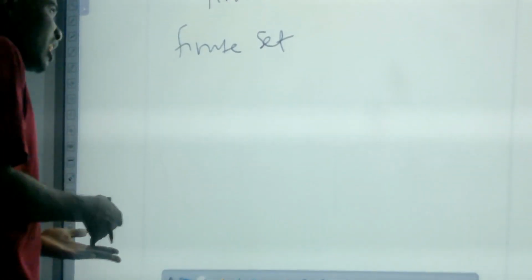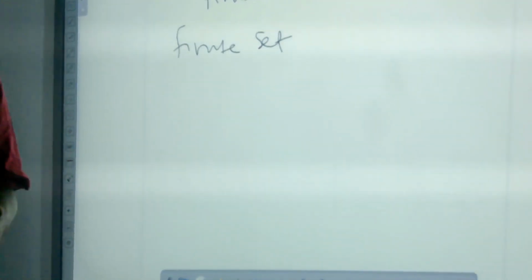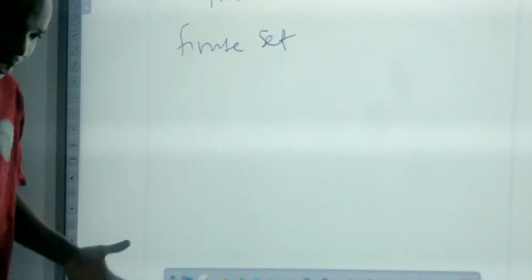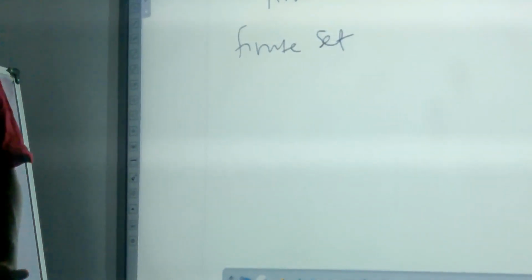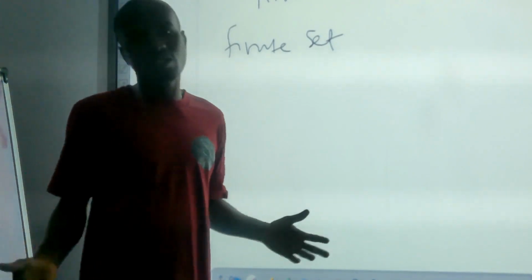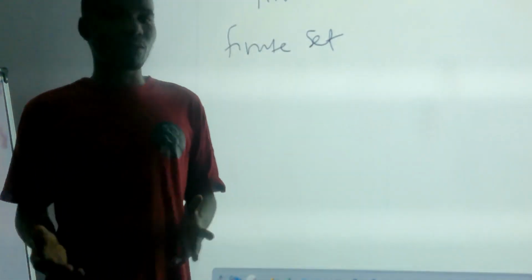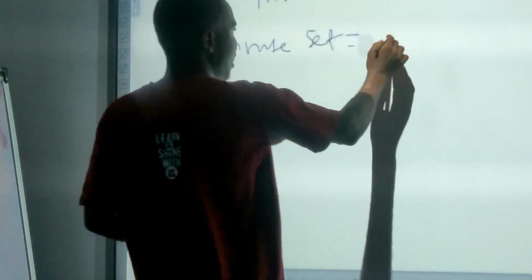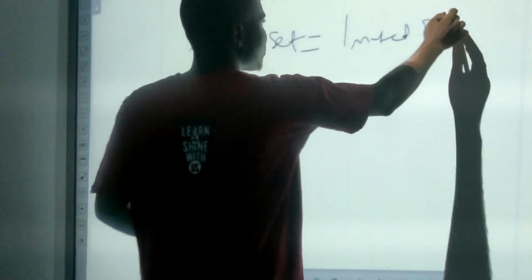That means the set has a limited number of elements. For instance, the set A is a finite set. It's possible to list all members. If in an organization it's possible to list all of them, we're talking about a finite set. There are some sets whereby we cannot list all of their members, so we call those infinite sets. They have an unlimited number of elements. This set here has limited elements.